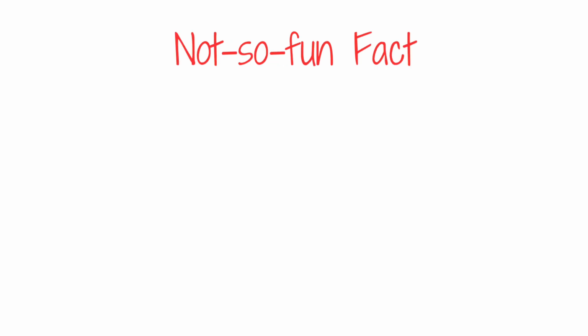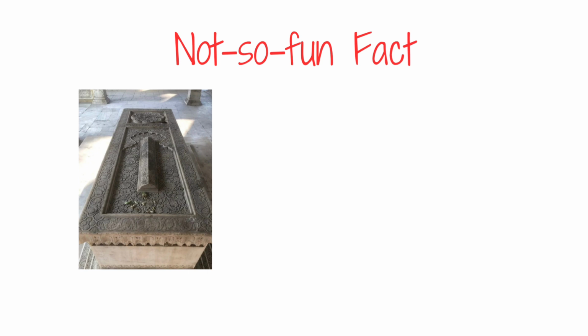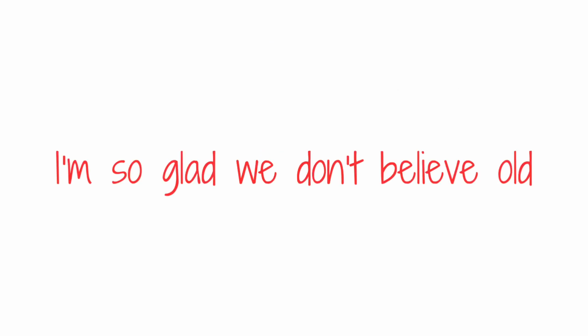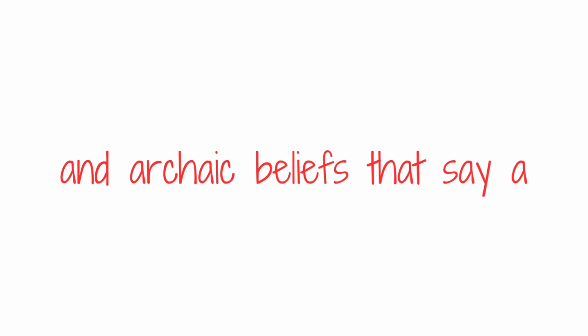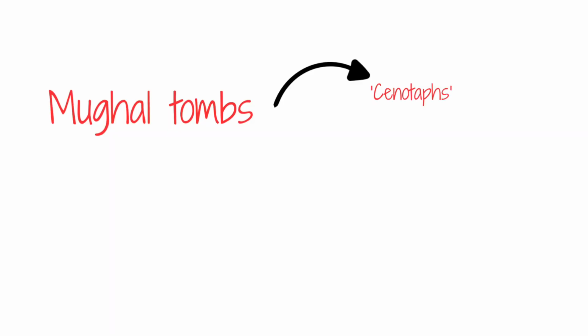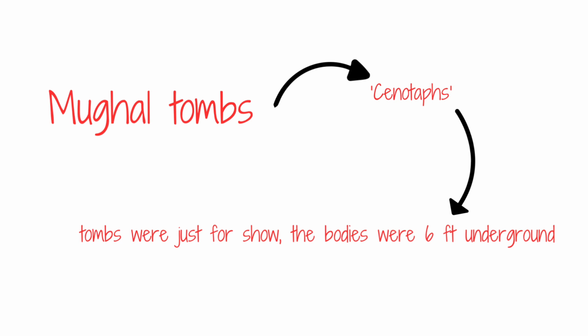Not so fun fact. In Mughal tombs, men had pens, also known as kalamdan, on their tombs, while their wives had slates to signify how men could write their wives' destinies. Unmarried women had no slates, but unmarried men always had pens. Man, I'm so glad we don't believe old and archaic beliefs that say a man can control a woman. Oh wait. Humayun had no pen on his tomb, just because people already knew how important he was without it. Mughal tombs even later were always cenotaphs, which means that the tombs were just markers, while the bodies were actually 6 feet underground.